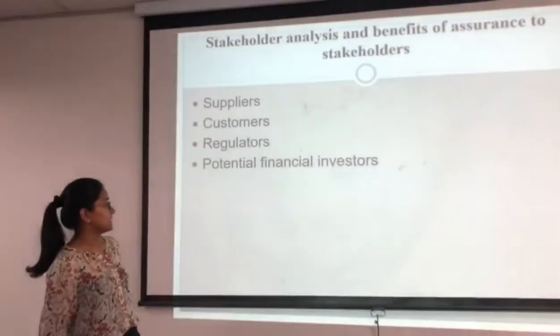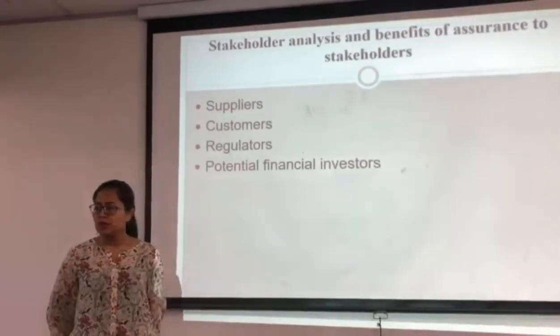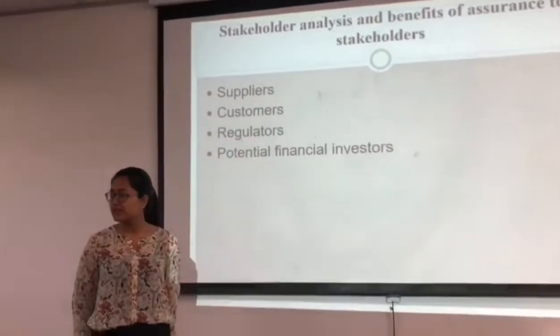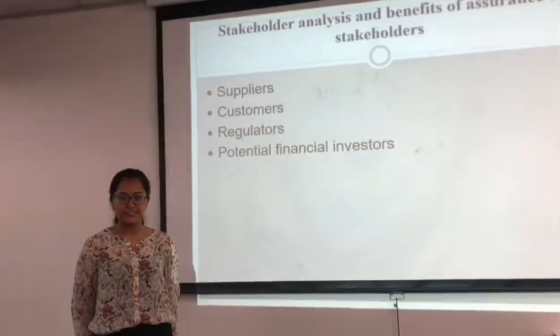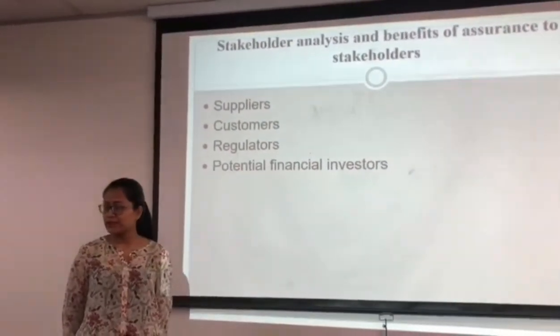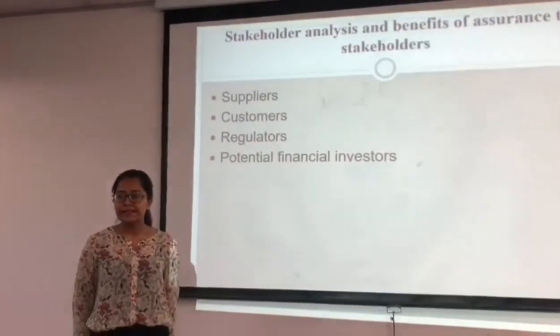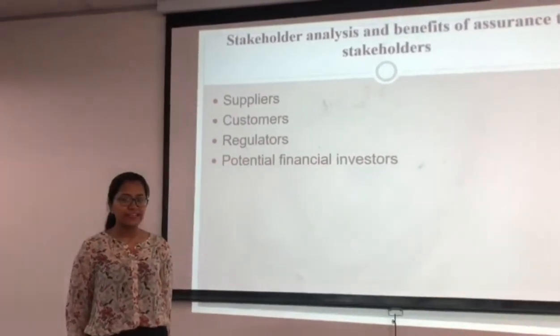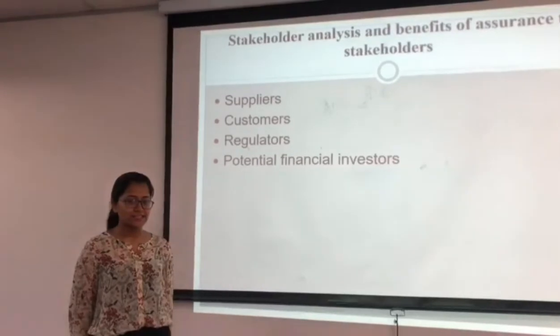Now the next topic is regulators. With the help of assurance services, the regulatory authority will be able to understand the actual financial performance of the company together with the annual income and profitability. They can identify whether the company is hiding any profit from the regulatory agent or not.